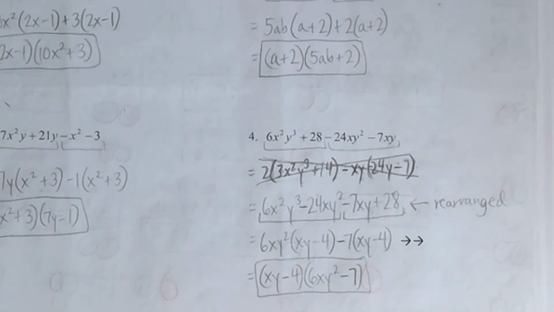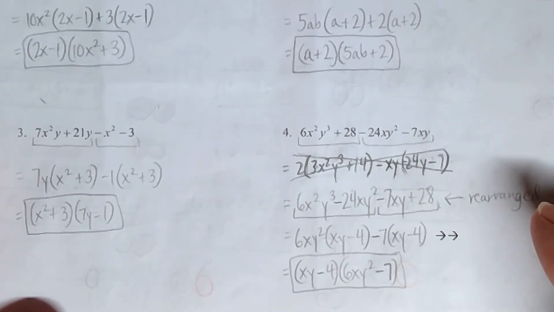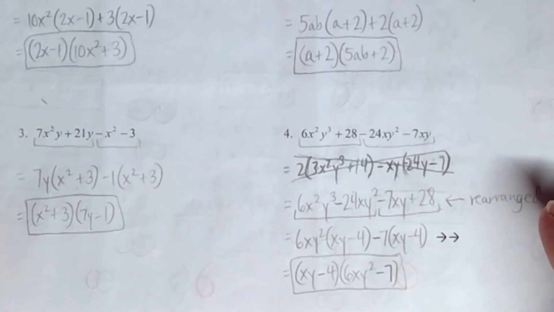So that concludes Section 7.1 with the second video. It is now completely done, Section 7.1. So let me know if you have any questions about factor by grouping.